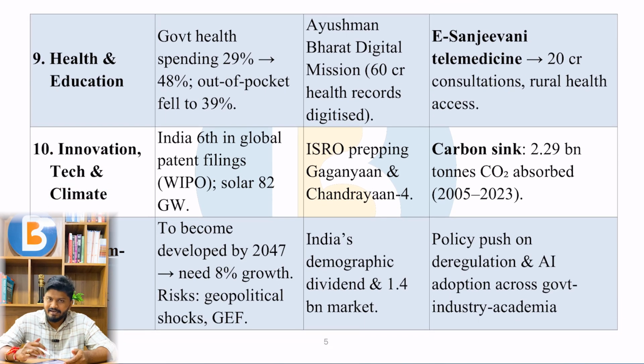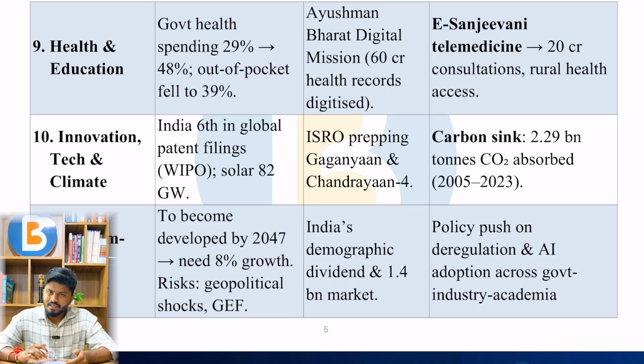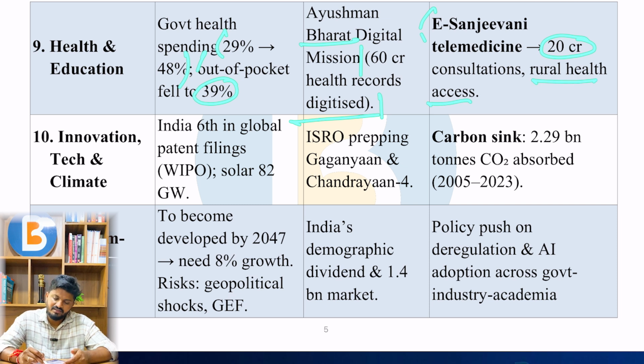Next is health and education. Government health spending has increased from 29% to 48%, and out of pocket expenditure for the citizenry has reduced to 39%. Important mission is Ayushman Bharat digital mission, where 60 crore health records have been digitized, and e-Sanjeevani telemedicine, which resulted in 20 crore consultations, rural health access. Okay, so one of the e-governance initiatives.